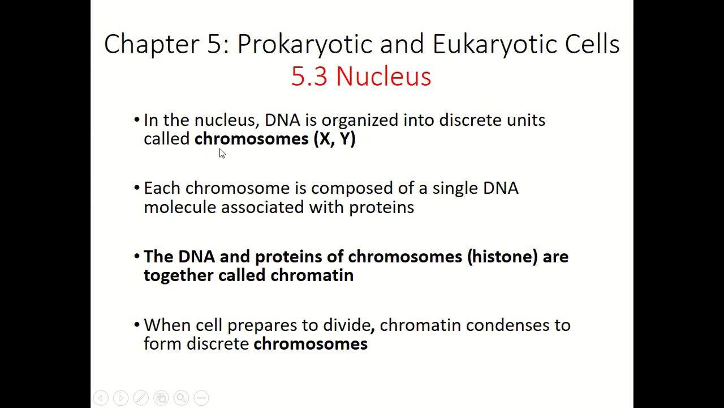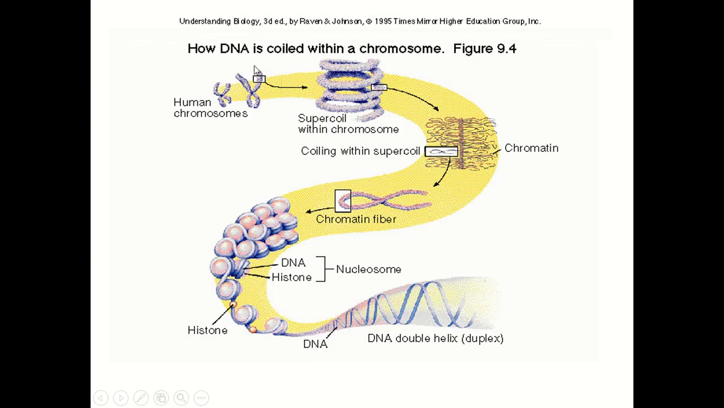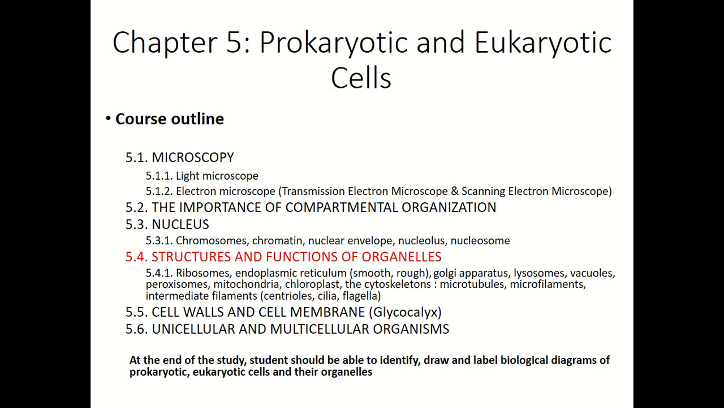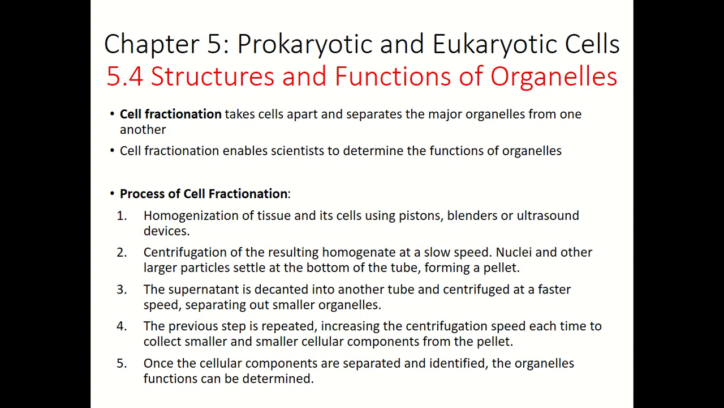So in the nucleus, DNA is organized into discrete units that are called chromosomes. We have the X chromosome and the Y chromosome, as you can see over here. Each chromosome is composed of a single DNA molecule that is associated with proteins, the protein that I mentioned earlier, which is histone. When DNA and histone are together, it is called chromatin. So when the cell prepares to divide, chromatin will condense to form a discrete chromosome, which is chromosome X and also chromosome Y.